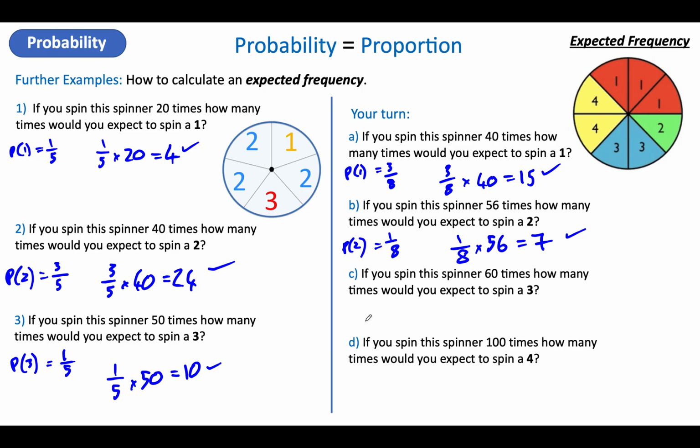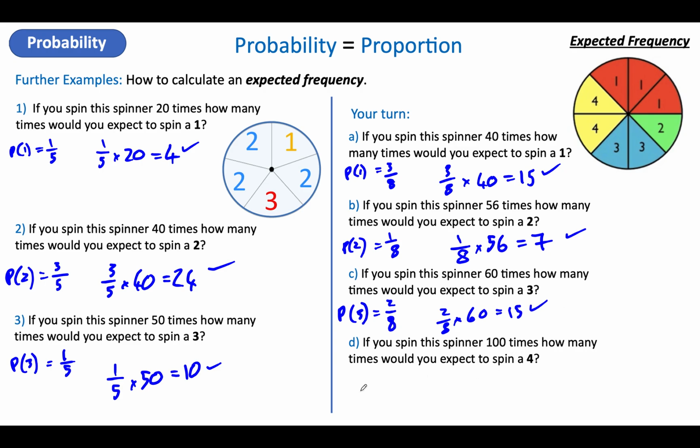If I spun the spinner 60 times, what's the probability of getting a 3? Well, there are 2 sections that are a 3. So that's 2 in 8. So that's the proportion of times I would expect to get a 3. So I want 2/8 of 60, which is 15. I'd expect to get 15 of them.